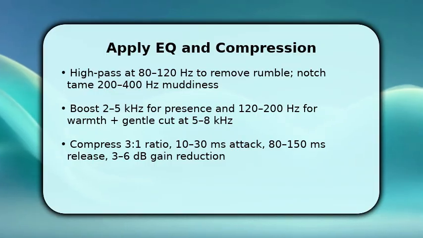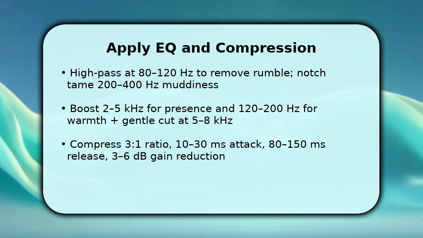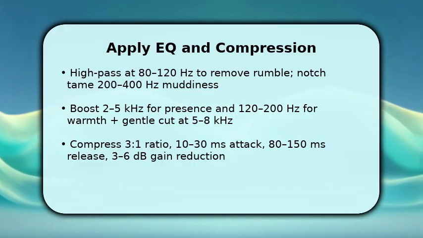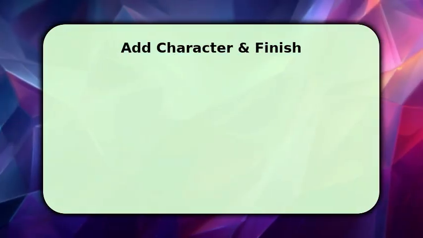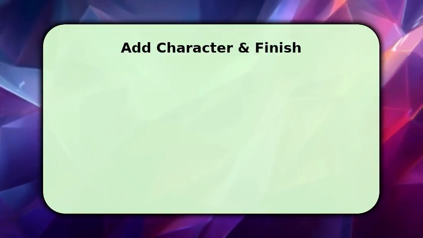Then apply compression at about 3:1 ratio with a 10 to 30 millisecond attack and an 80 to 150 millisecond release until you finish by adding character. Apply subtle saturation or tube emulation to introduce pleasing harmonics. Keep it light so the voice stays clear.